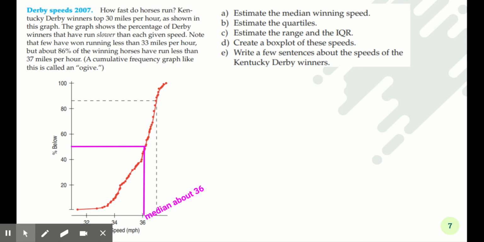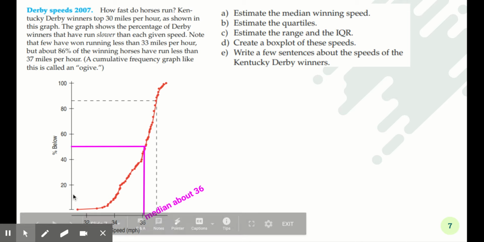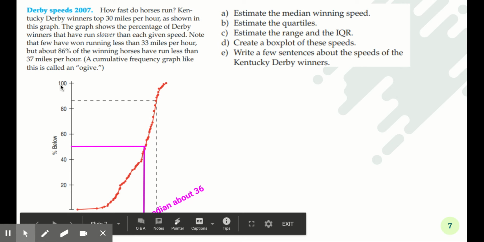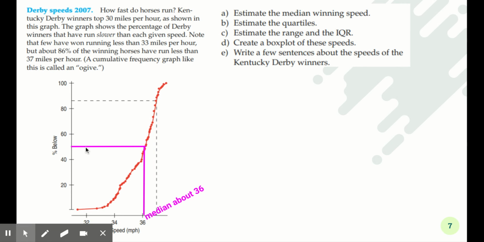First, to find the median, it's about 36. What you would do is this is our percentage, 0 to 100. 50% is about here. You go out to your graph, and then you would go down, and the median is about 36.